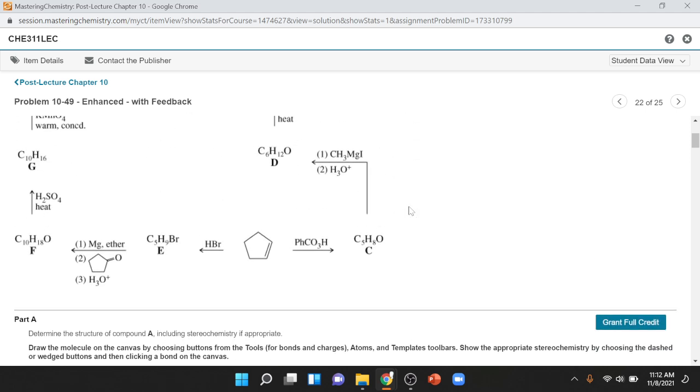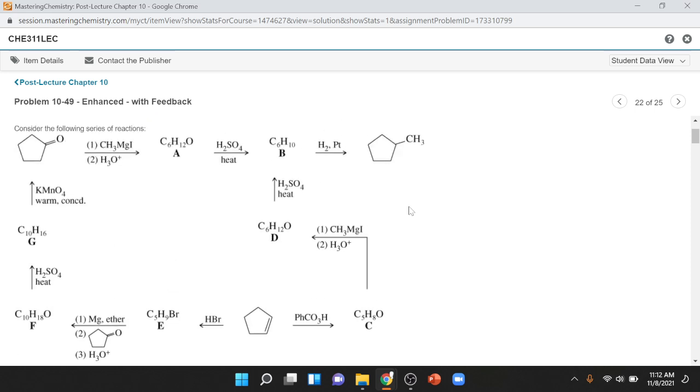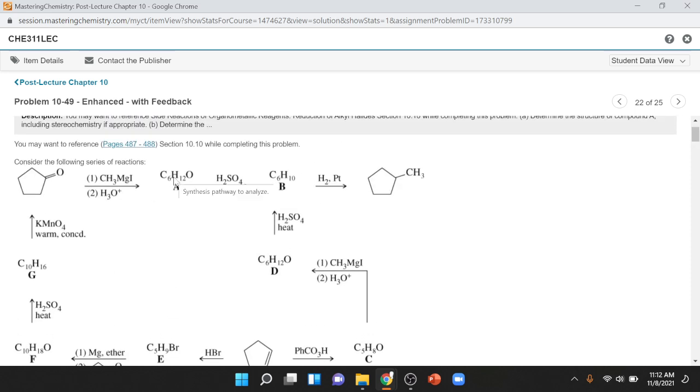Anyways. And then we determine the structure of compound A, including stereochemistry if appropriate. So we look at compound A, and it's created by these conditions here, right? And so we look at these conditions, we use those to figure out what compound A would be. Now there's also a few little tricks you can play to make your life a little easier.